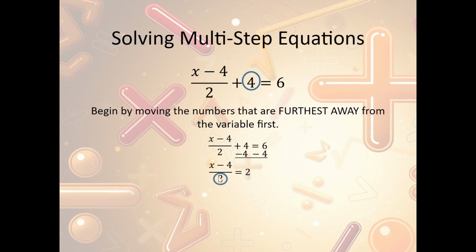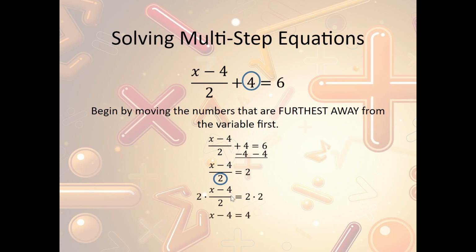So the 2 is dividing, right? So we're going to undo it by multiplying. So we'll multiply both sides by 2. And 2 over 2 is 1. Anything divided by 1 is just itself. So we're left with x minus 4 over here is equal to 2 times 2, which is 4. Now we have x minus 4 is equal to 4.